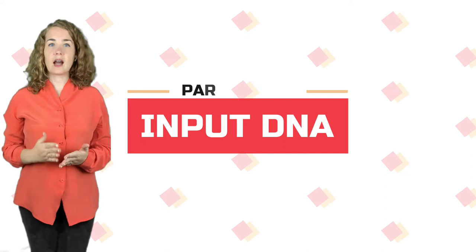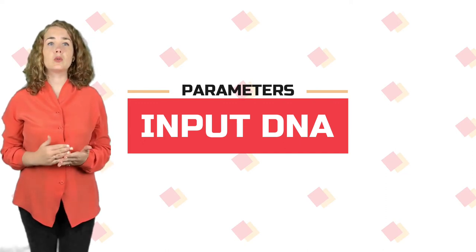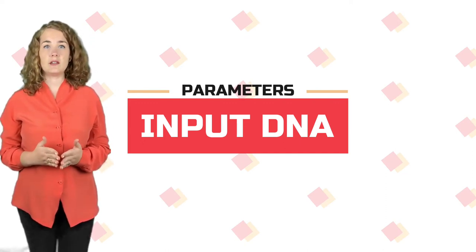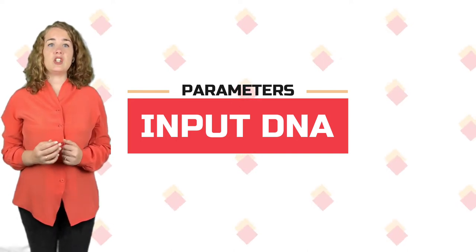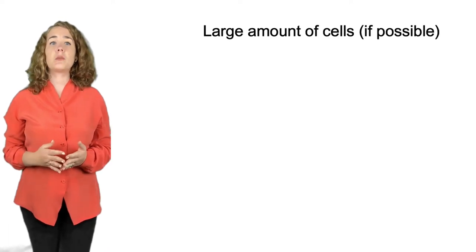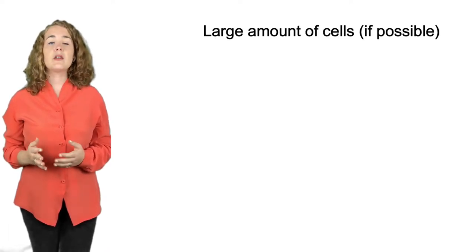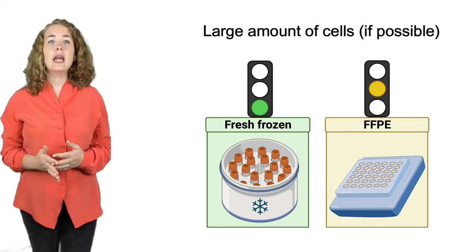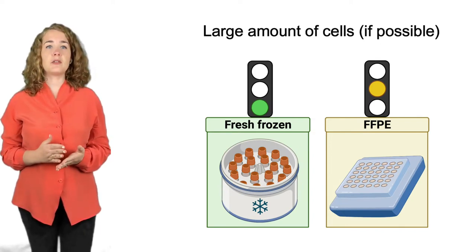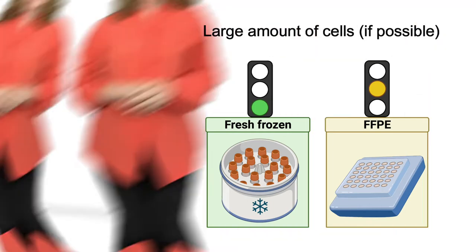Different sequencing targets require different amounts and quality of input DNA samples to perform the library preparation step. In general, the best quality of genomic sequencing is obtained from large amounts of cells and from fresh frozen or fresh tissue samples, rather than formalin-fixed paraffin-embedded samples.